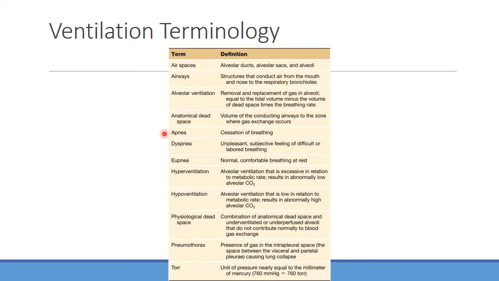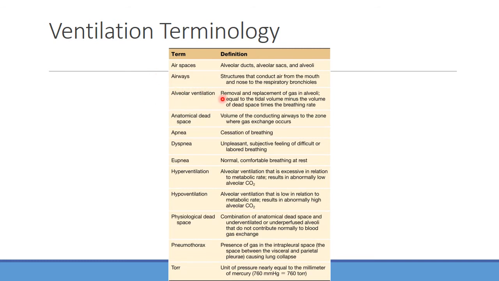Okay. Some other ventilation terminology. So again, air spaces are going to be anywhere the actual air exchange can happen. So the alveolar ducts, alveolar sacs, and alveoli. The airways is obviously going to be the structure where they're actually transmitting the air in and out of the respiratory tract.